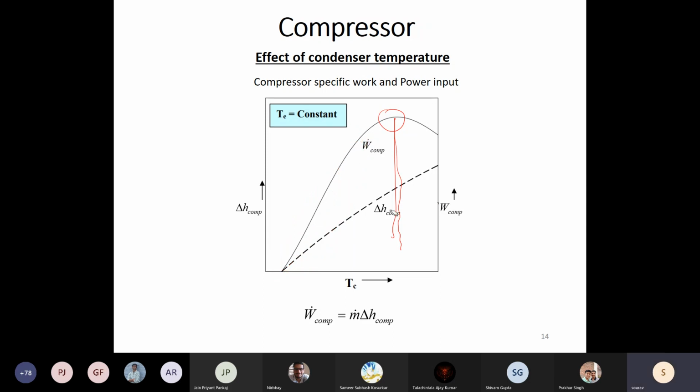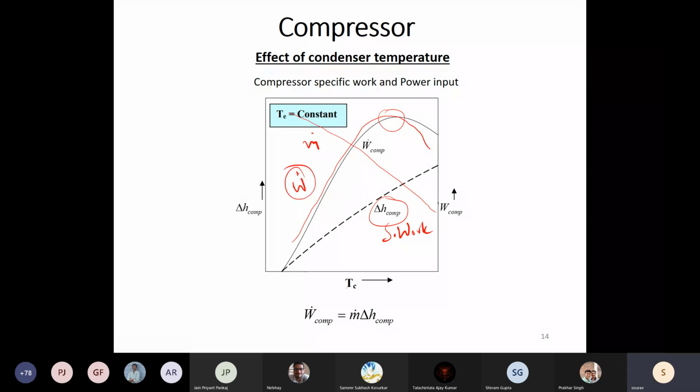So here I forgot to add the mass flow rate curve. So mass flow rate curve was somewhat like this. Doesn't go to 0 here. So RP max is not drawn here. So mass flow rate, and this is the delta H compression, means this is the specific work. Okay, and this parabolic nature curve is the power input to the compressor.